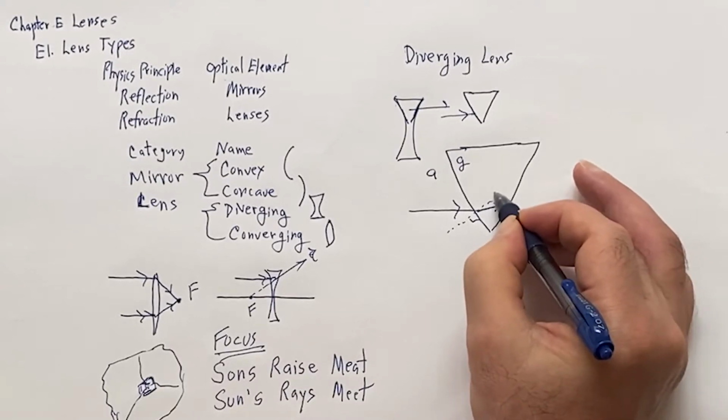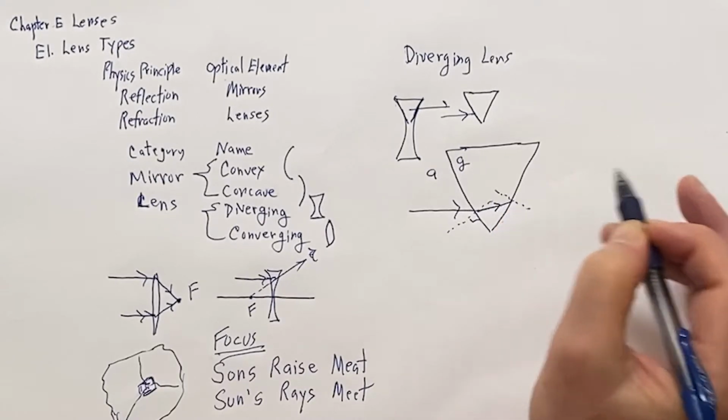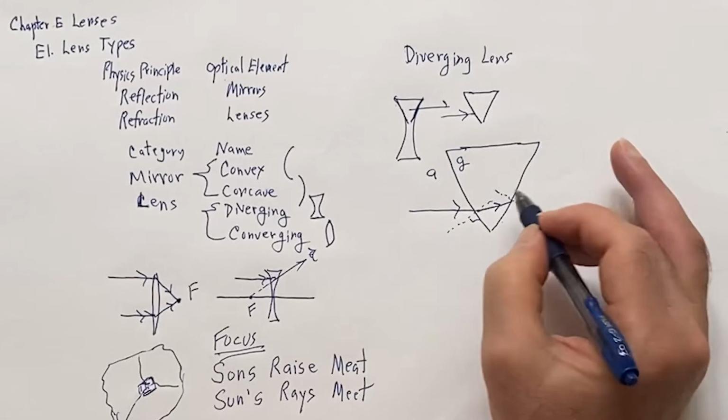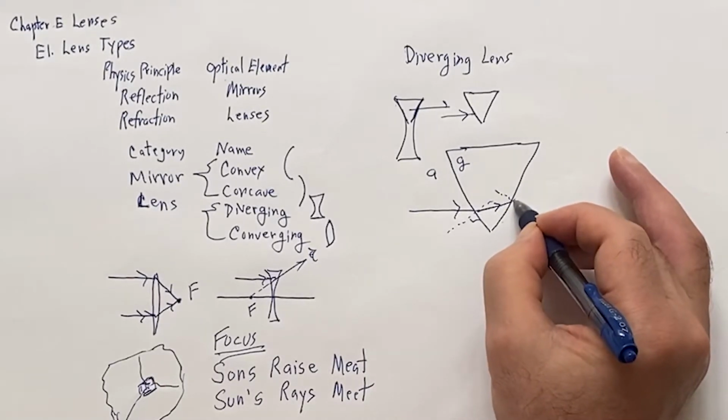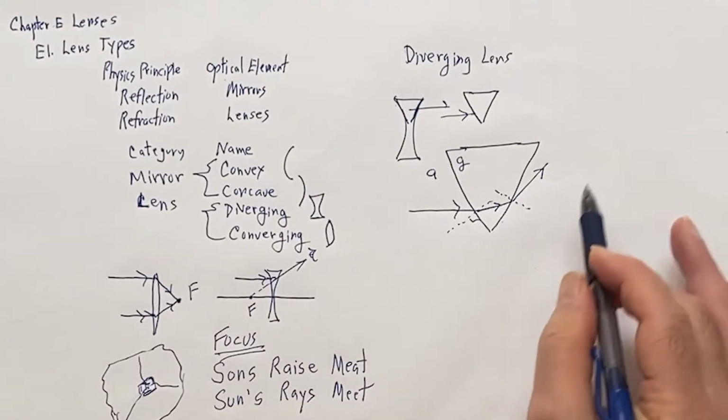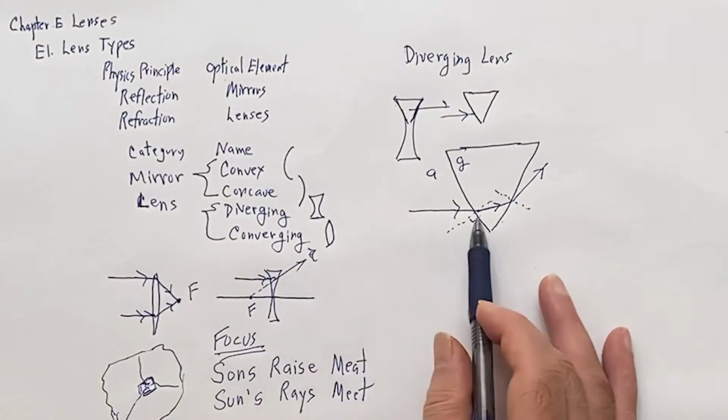And then you make yourself another normal over there. And now when you go from glass to air, you bend away from the normal, which is like that, see? And that's kind of what we did over here.